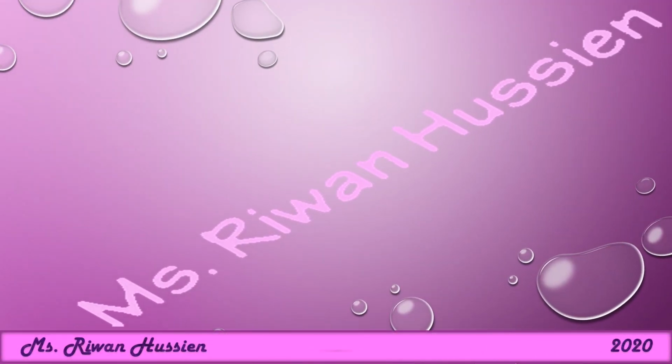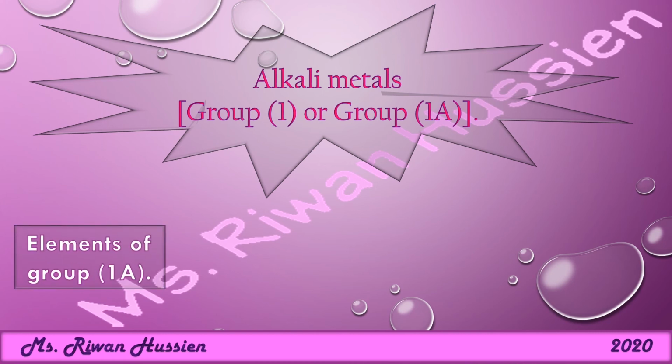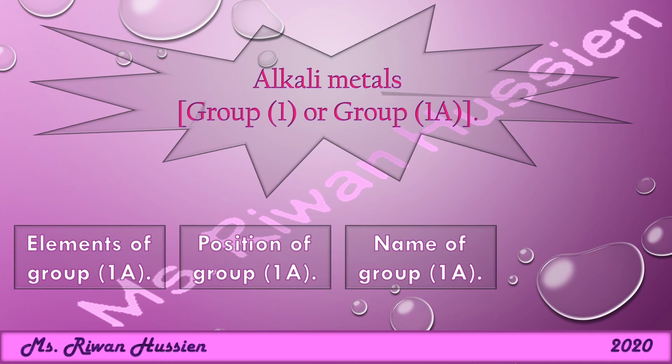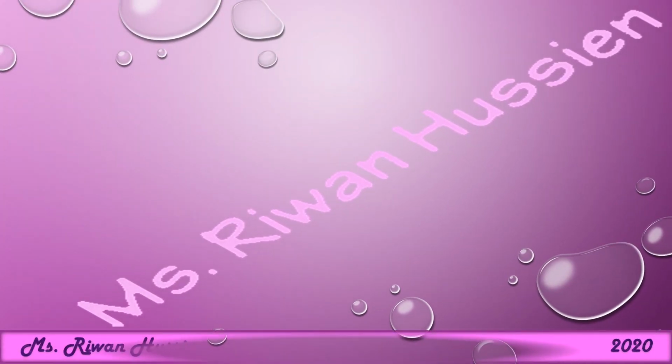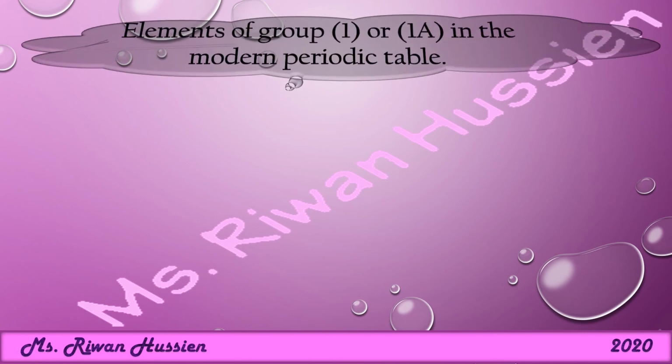Let's start in this session with Group 1 or Group 1A in the modern periodic table. We will start by the elements of Group 1A, moving to the position of Group 1A, the name of Group 1A, and finishing off with the properties of Group 1A. Let me start with the elements of Group 1 or Group 1A in the modern periodic table.